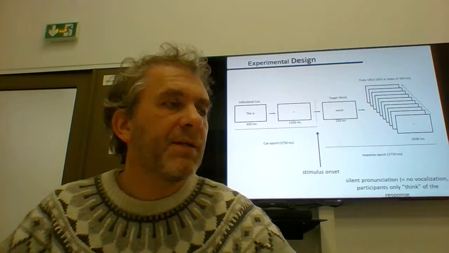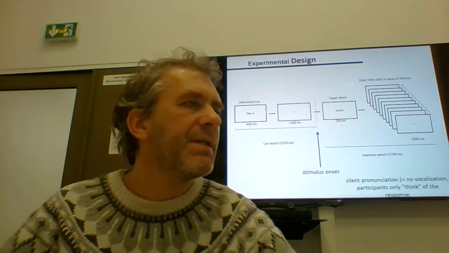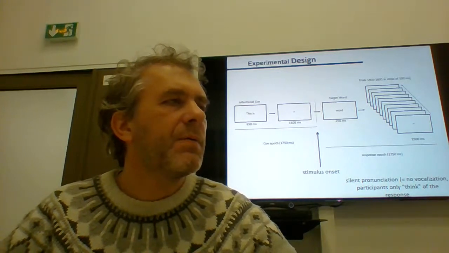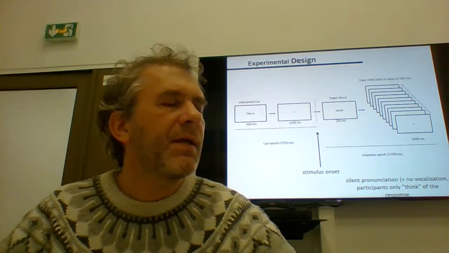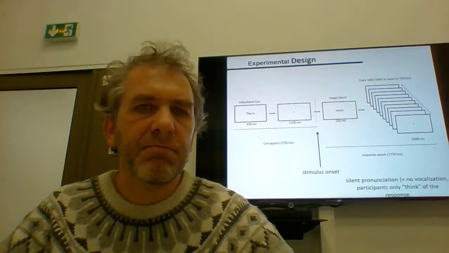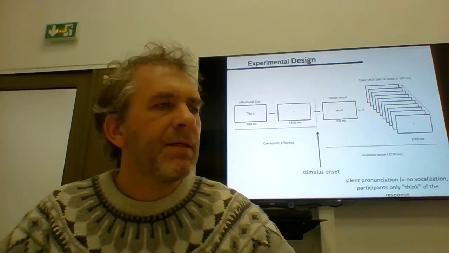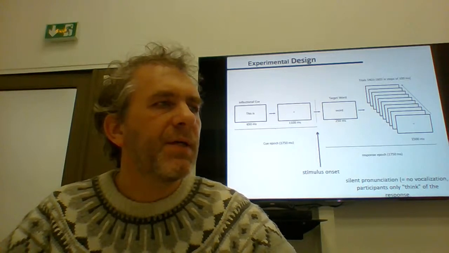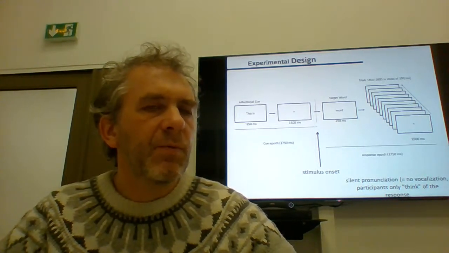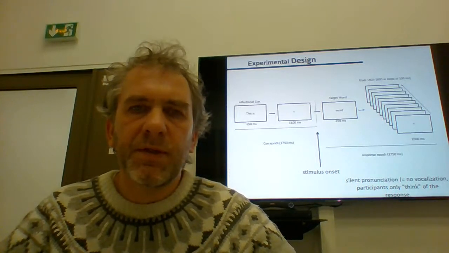That's just what I said in a little more detail. There's a cue epoch where they get the carrier sentence, if there is one. Then they get a fixation cross, and it's all timed. And then there is a response epoch where they see the target word, and then a window where they pronounce the target.